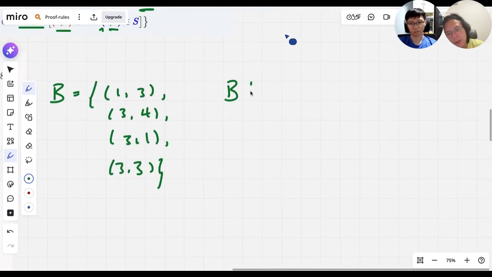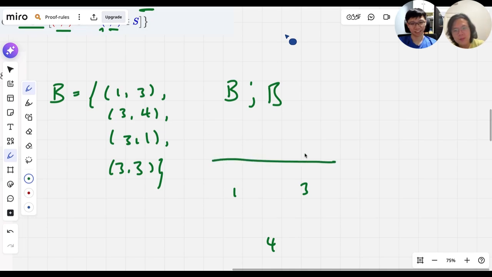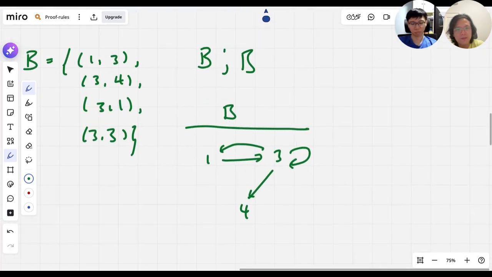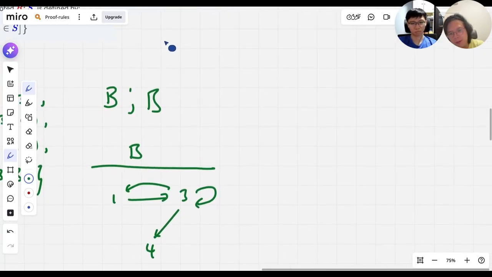In other words, B semicolon B. Pictorially speaking, I have one, three, and four; I don't have two for whatever reason. For the original relation B, I can draw some arrows to help us here: one arrow three, three arrow four, three arrow one, and three arrow three. So this is the original relation B. Now let's look at B compose B. That is when you take one step in B, then take one more step in B.